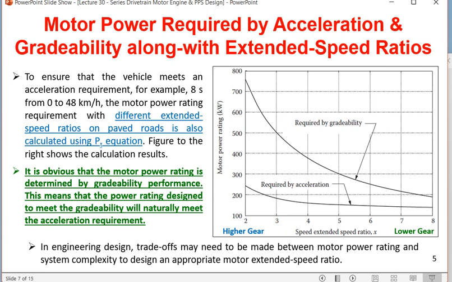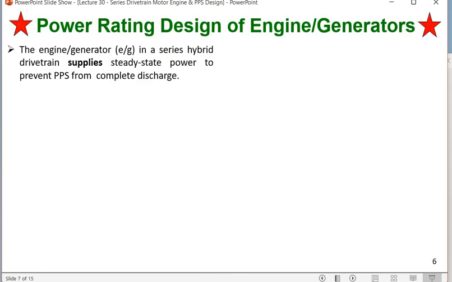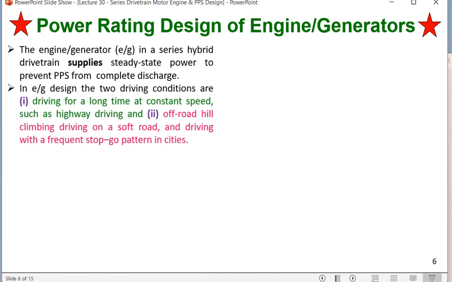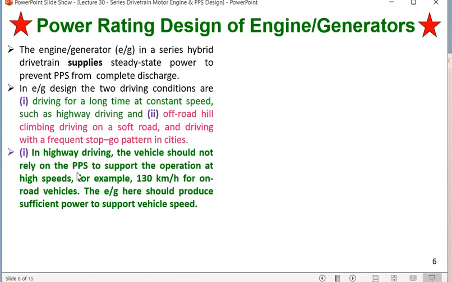So in engineering design, a trade-off may be needed between the motor power rating and the system complexity to design an appropriate motor extended power ratio. Now the power rating design of the engine generator: the engine generator, or EG, in a series hybrid drivetrain supplies steady power to prevent the PPS from complete discharge. So we have seen the motor design, now we are seeing the powertrain design.